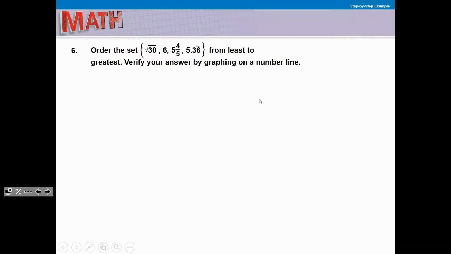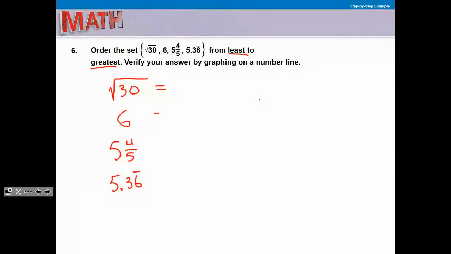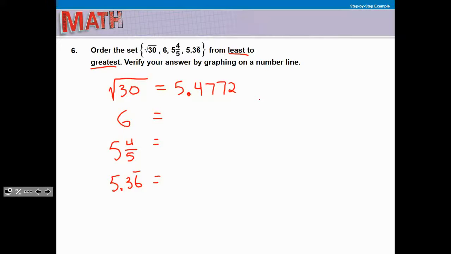Let's keep moving on. Okay, I'll just do one example quickly of this. We're going least to greatest. So we are going to put them all vertically first, square root of 30, 5 4/5, and 5.36 repeating. All right, now we're going to get all of their decimal equivalents. Square root 30 is going to be 5.4772. I don't think we're going to need to go any further.